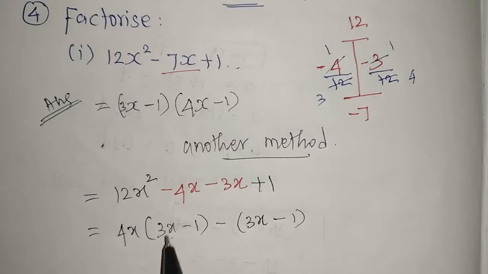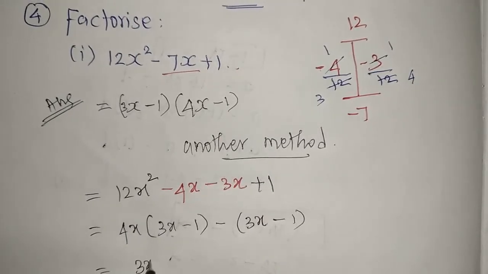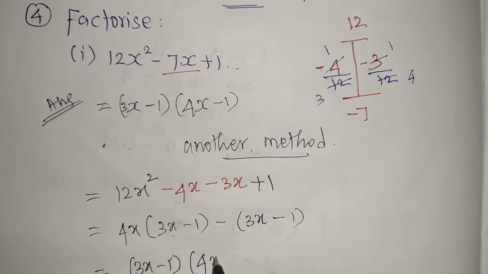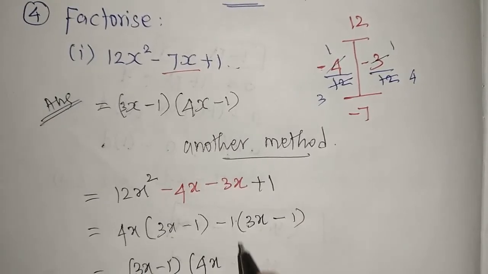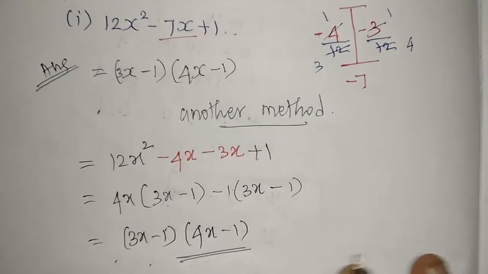That's it. Now in both cases we have 3x minus 1 as common. So 3x minus 1 I'm taking outside. Then the balance here is 4x. Here nothing is there now, so the answer is 1, so minus 1. That's it. We are getting the same answer for this also.